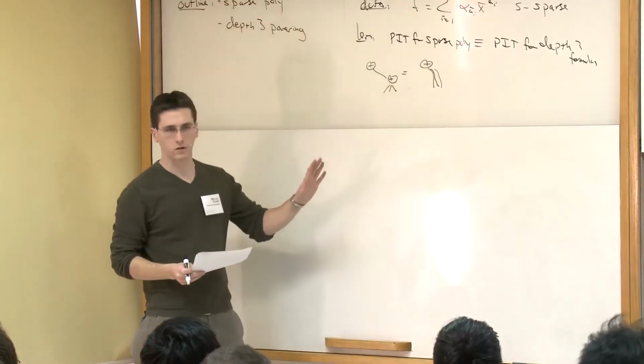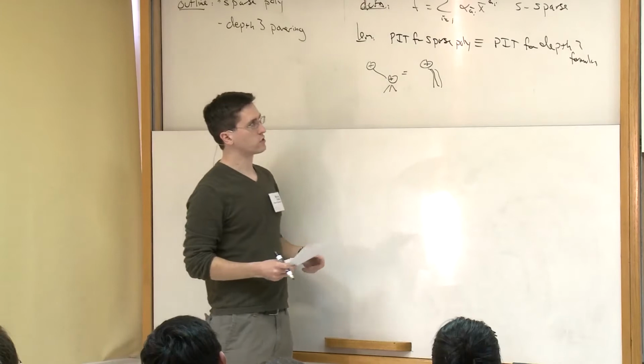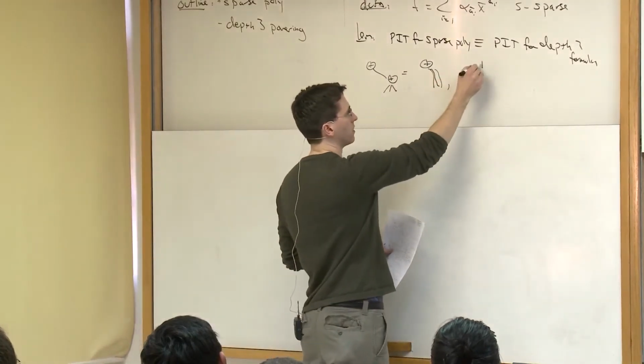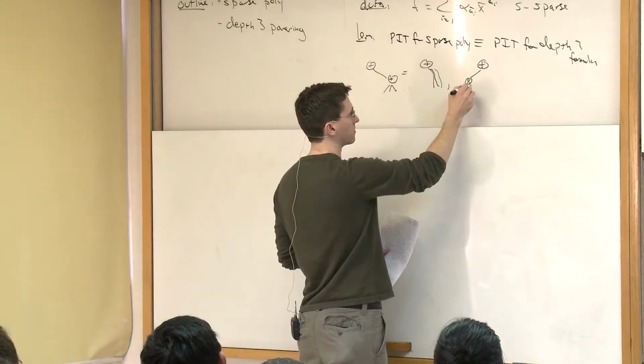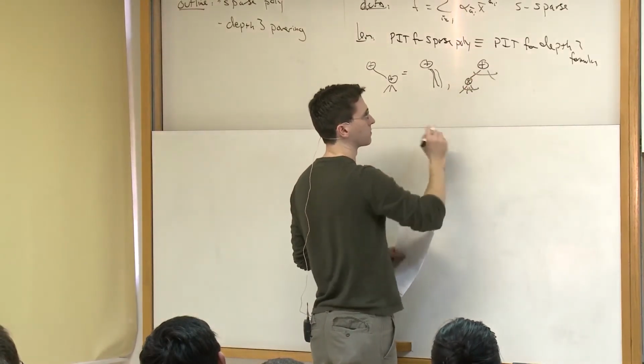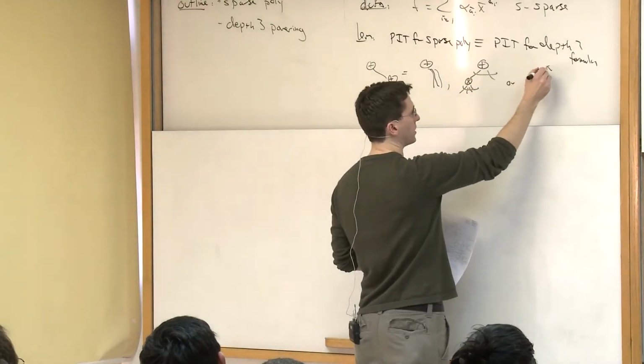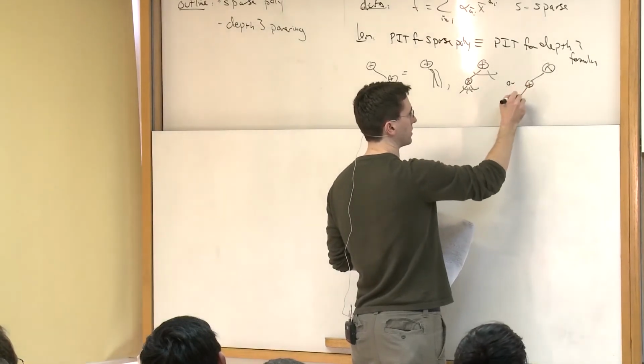So we can assume they're alternating, and now there are two cases. Either you have an addition gate at the top, and then you have multiplication gates, something like this, or you have a multiplication gate at the top, and then you have addition gates at the bottom.